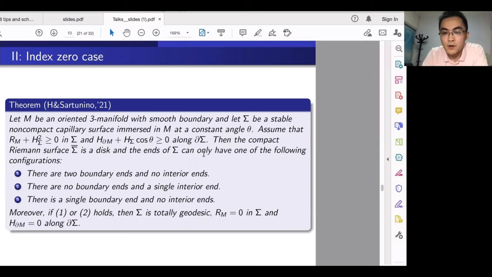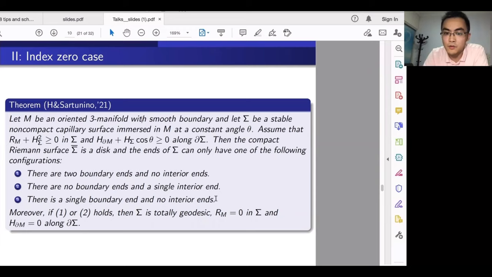The first one is the surface has two boundary ends and no interior ends. The second one is the surface has no boundary ends and has only a single interior end. And the third case is that the surface has a single boundary end, but no interior ends.